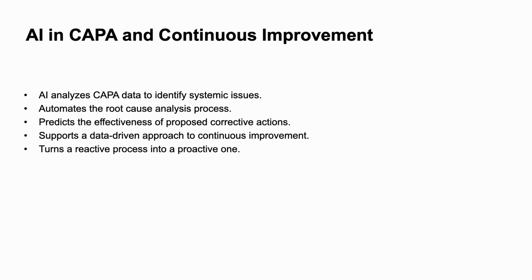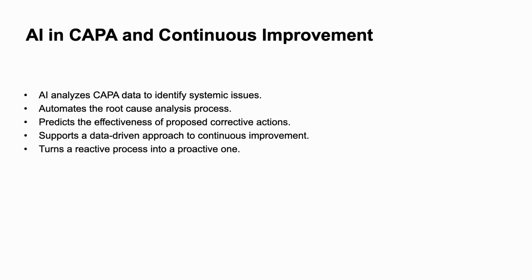Furthermore, AI can be used to automate a portion of the root cause analysis process, providing the quality team with a data-backed starting point for their investigation. AI can also predict the effectiveness of proposed corrective actions by simulating their impact on the quality system. This helps companies choose the most effective solutions and avoids the time and cost of implementing ineffective changes.